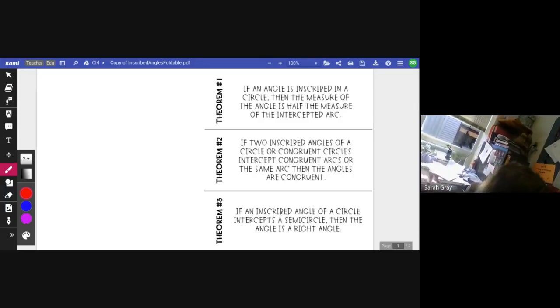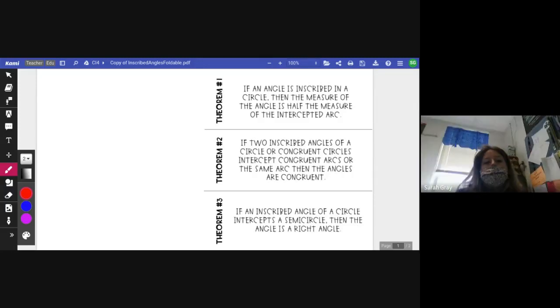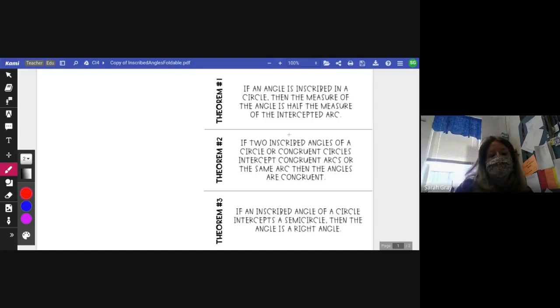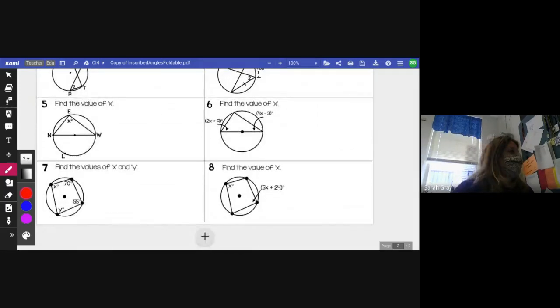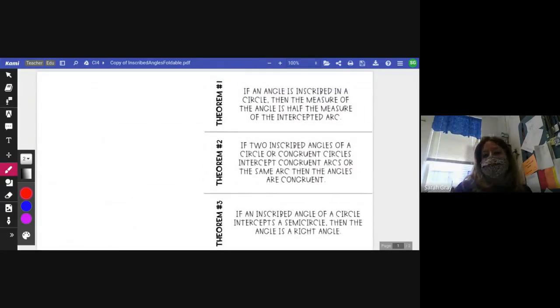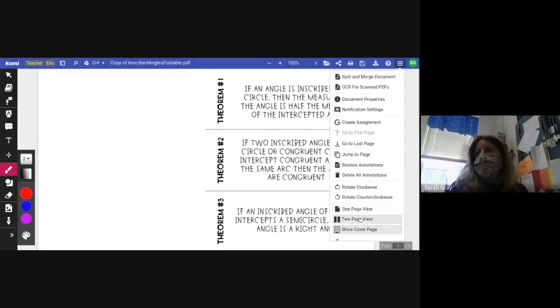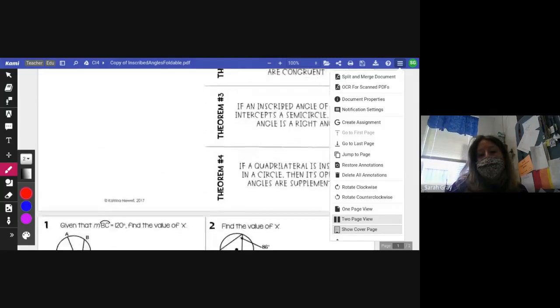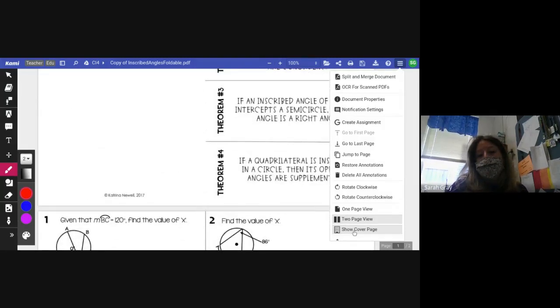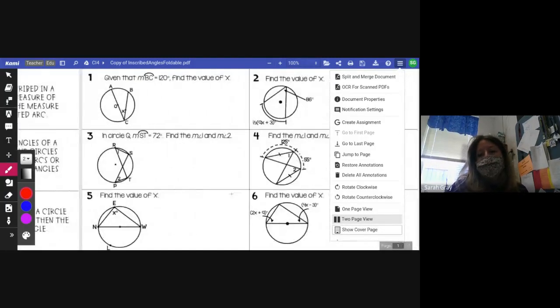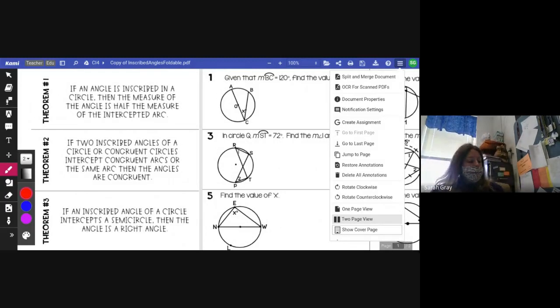All right, notes look a little different this week. The first thing I want you to do, we've got pages that are top to bottom like normal, but this is like a sideways foldable. So I want you to go down, hit your pancakes and select 2-page view, and unclick show cover page. That way our pages will be side to side instead of top down.